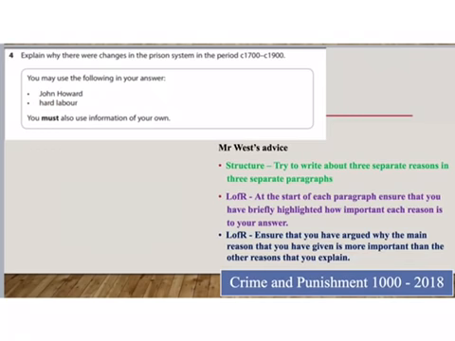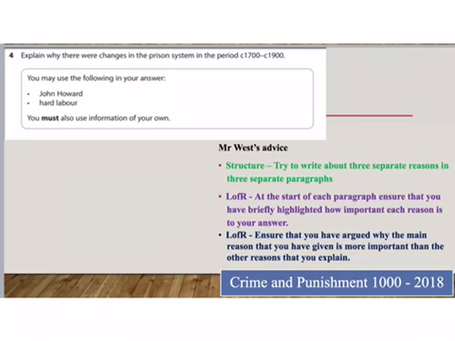So why were they changing the prison system? For example, you might say, right, well, I think the role of reformers was the main reason they were changing. So you just start like that. The role of reformers was the main reason they were changing the prison system. Okay, and then what you then do is tell me about the role of reformers.